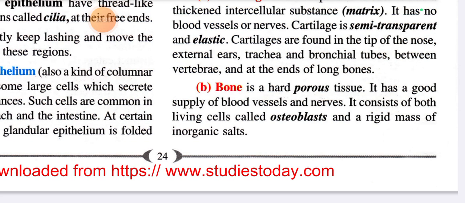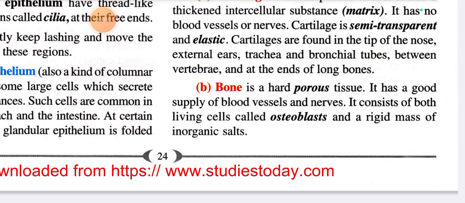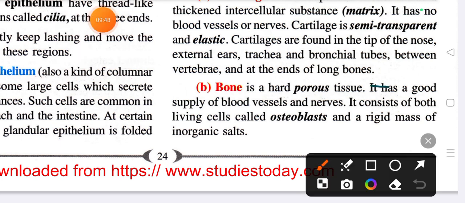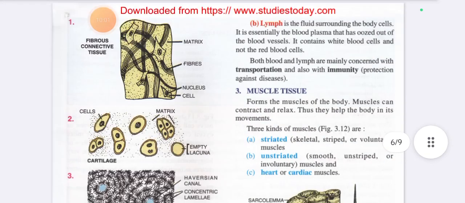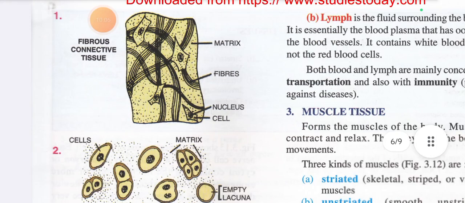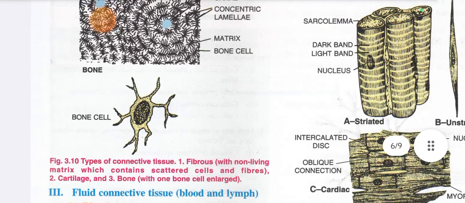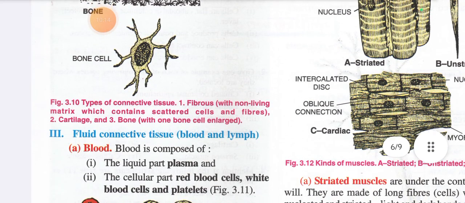Bone, we know, is a hard, porous tissue. It has red bone marrow. Actually, bones are the things that produce red blood cells. It has a good supply of blood vessels and nerves. It consists of both living cells as osteoblasts and a rigid mass of inorganic matter. The matrix is present. This is our bone. This is the bone cell.